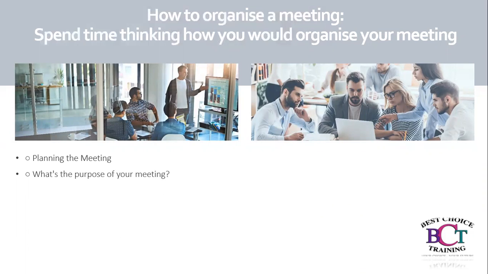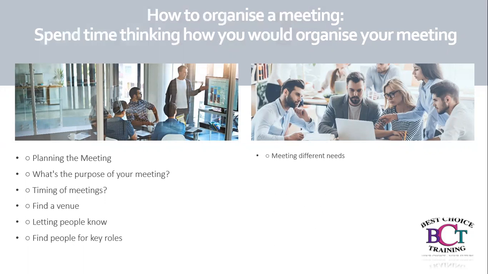Brilliant. So we would first start by thinking about planning the meeting and what is the purpose of the meeting? What are the timings of the meeting, and whether you need to find a venue or not, whether it's on Teams. Have you sent everyone a Teams invitation? So let everyone know. Find people key roles as well, so delegate. Make sure you're meeting different needs of people. So whether they have internet, whether it is face-to-face, nowadays it needs to be socially distanced.